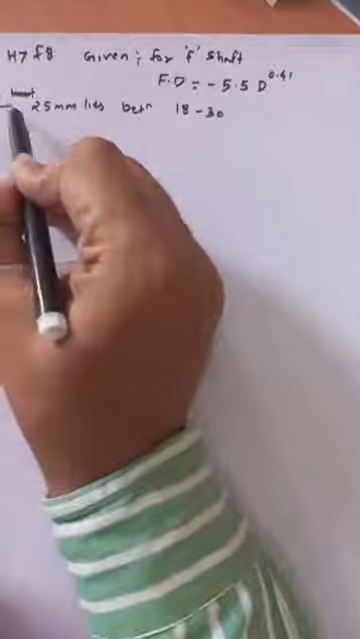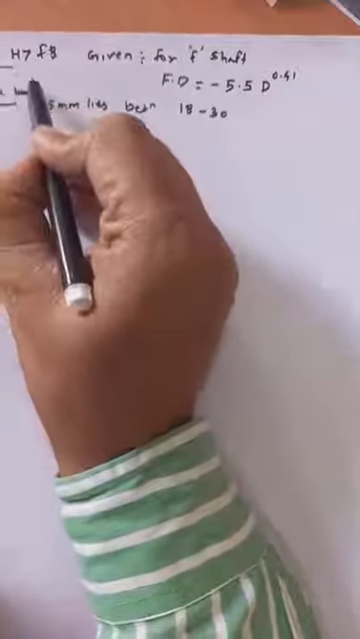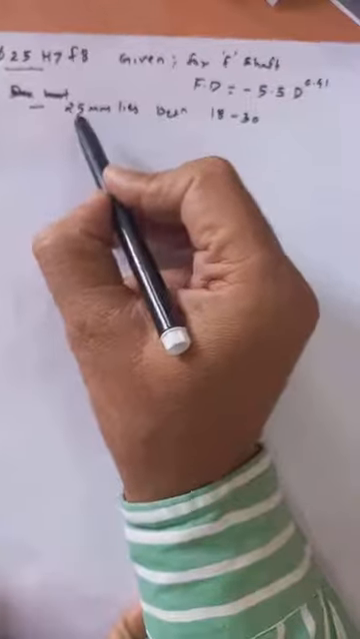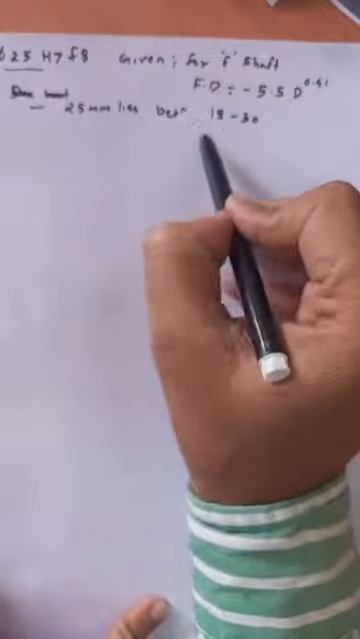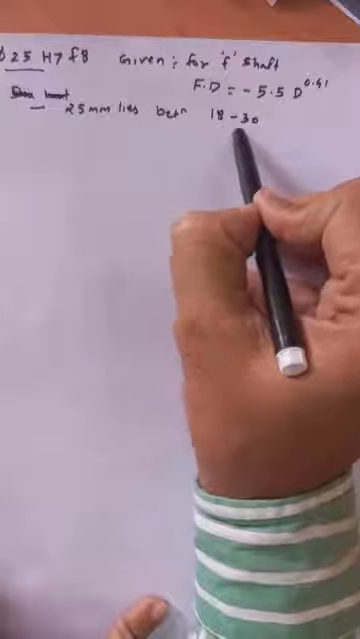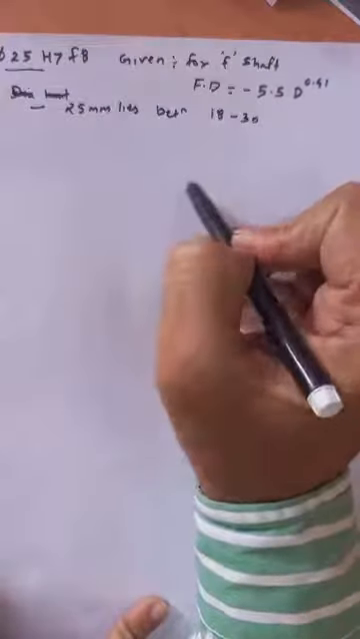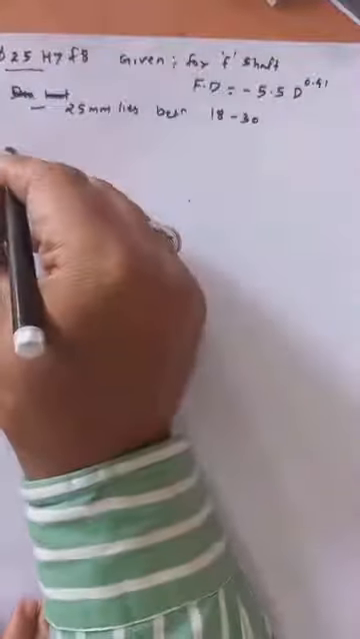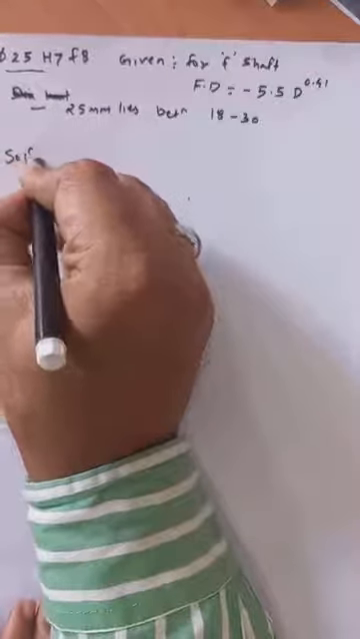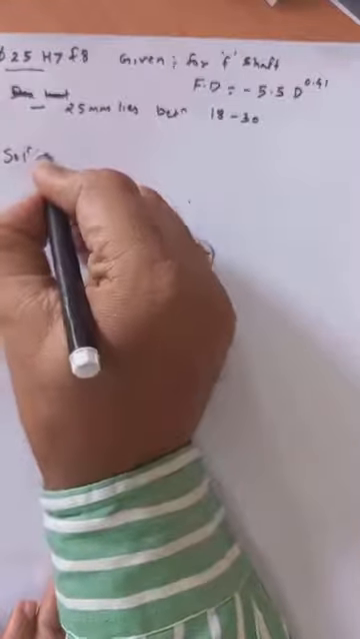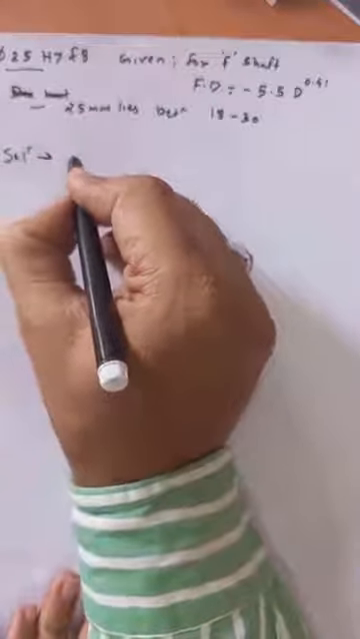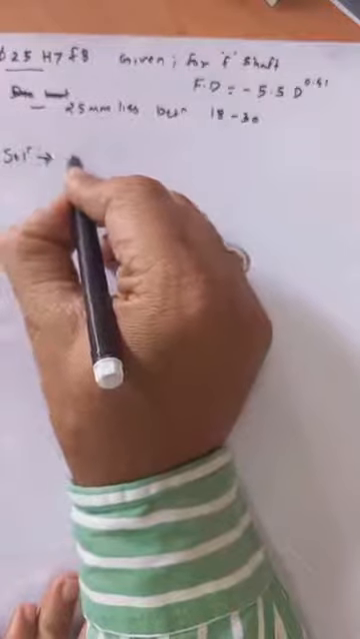Also, this 25 mm lies between the range 18 to 30. It is also given, which otherwise we have to find out from the given table in the design data book. Okay, so we'll start this. Today our main focus is to draw the figures. For this we have already solved this type of example, so we'll make it fast.